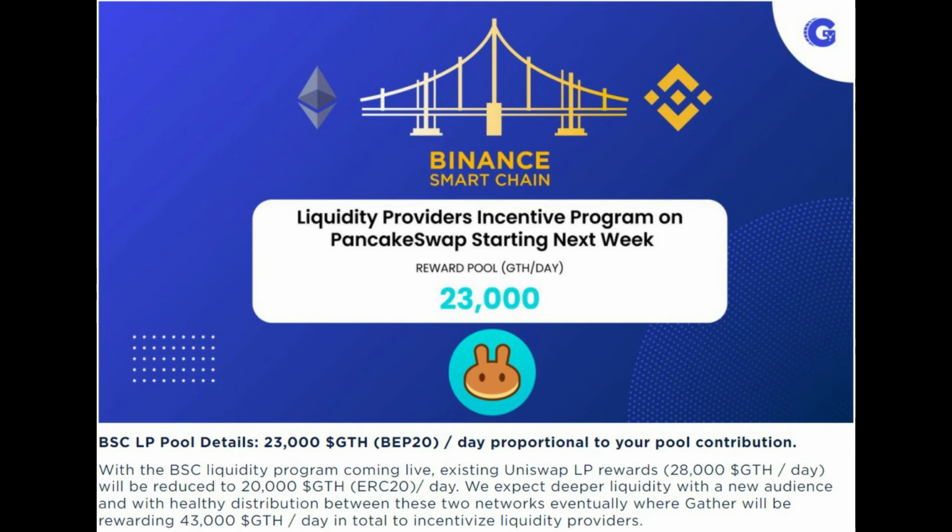Another latest and exciting update is that Gather has launched its token onto the Binance Smart Chain network, which allows users to not only buy GTH on PancakeSwap, avoiding the unbelievably high gas fees on the Ethereum network when you use Uniswap, but users can also be able to provide liquidity to the BNB GTH pair on BSC, enabling you to earn more GTH rewards. In fact, the reward pool for BSC liquidity pool is 23,000 GTH tokens per day, while the reward pool for Uniswap has been reduced from 28,000 GTH per day to about 20,000 GTH per day.